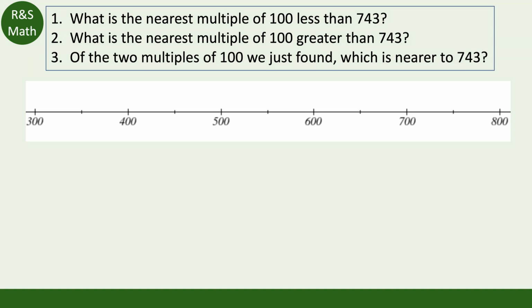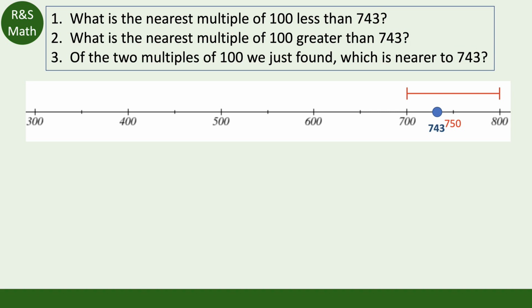Looking at this number line, where do we put the number 743? We would put it between 700 and 800. The tick mark in the middle is halfway between 700 and 800 and represents the number 750. Since 743 is less than 750, we need to put 743 between 700 and 750. Both 700 and 800 end in two zeros, so they are both multiples of 100.